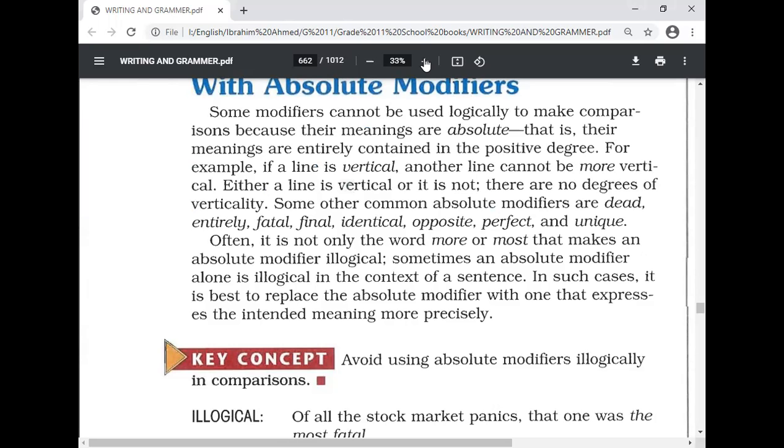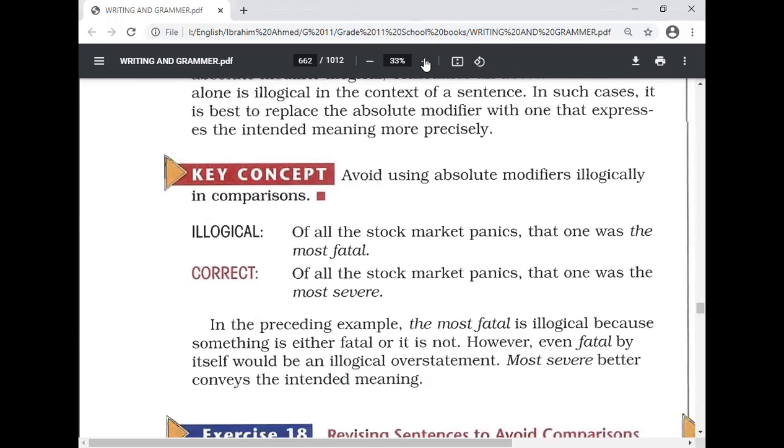Often, it is not only the word more or most that makes an absolute modifier illogical. Sometimes an absolute modifier alone is illogical in the context of a sentence. In such cases, it is best to replace the absolute modifier with one that expresses the intended meaning more precisely. Avoid using absolute modifiers illogically in comparisons.